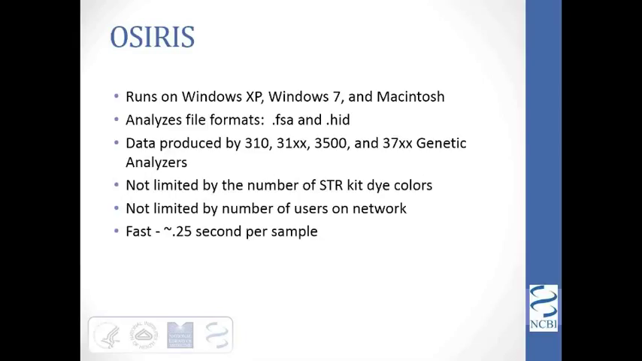OSIRIS runs on Windows XP and Windows 7. I'm told it runs on Windows 8, though we have not extensively tested that, and it runs on the Macintosh as well. It analyzes data in the FSA and HID file formats, which are produced on the Applied Biosystems 310, 3100 series, 3500, and 3700 series genetic analyzers. It's not limited by the number of STR kit dye colors, so if somebody invents a kit that has 8 colors or more, it will work on OSIRIS. If it's run on the network, it's not limited to a certain number of users. It's very fast, at a quarter of a second per sample. OSIRIS will analyze an entire 96-well plate in under 30 seconds.